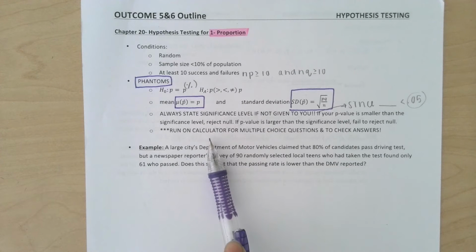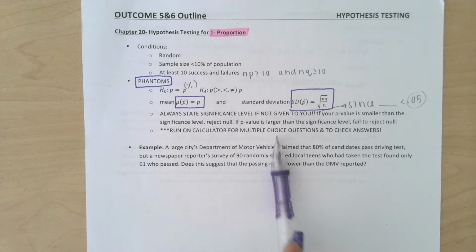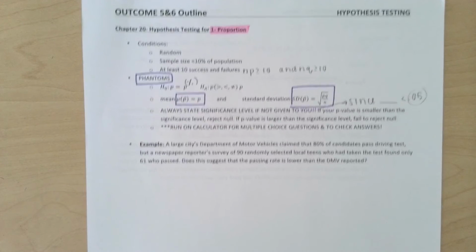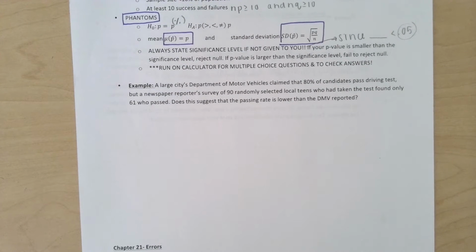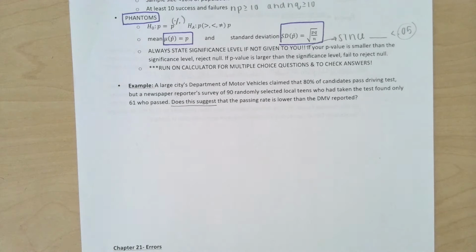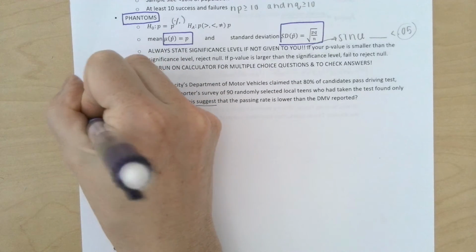And we can always run these hypothesis tests on our calculator for multiple choice questions and to check our work on free response. So let's go ahead and look at an example here. It says a large city's Department of Motor Vehicles claimed that 80% of candidates pass a driving test, but a newspaper reporter's survey of 90 randomly selected local teens who had taken the test found only 61 who passed. Does this suggest that the passing rate is lower than the DMV reported? Now this wording here, does this suggest, is telling me that I should do a hypothesis test and run PHANTOMS.